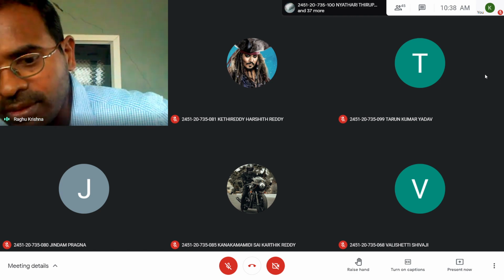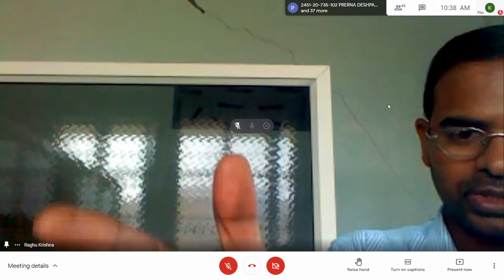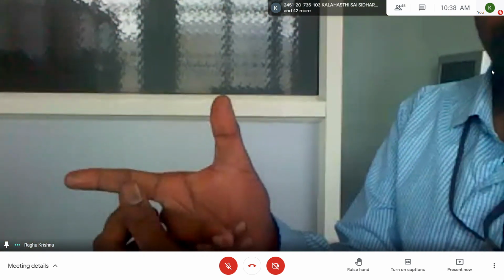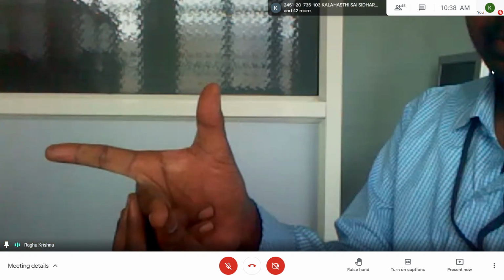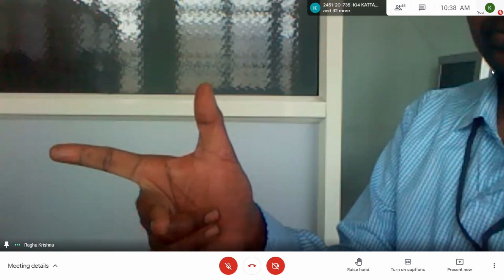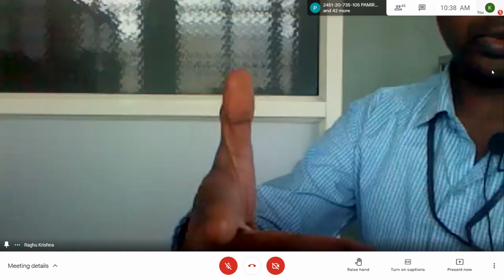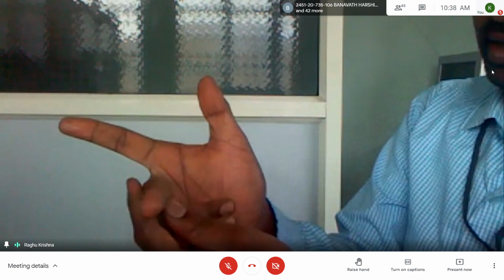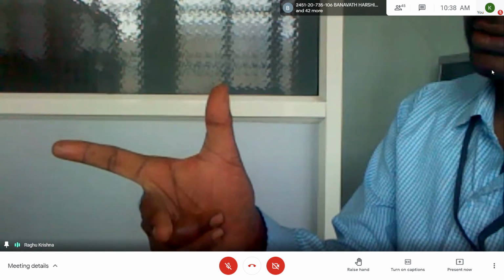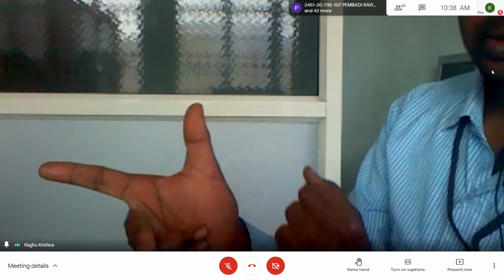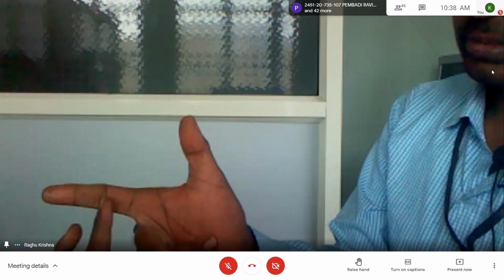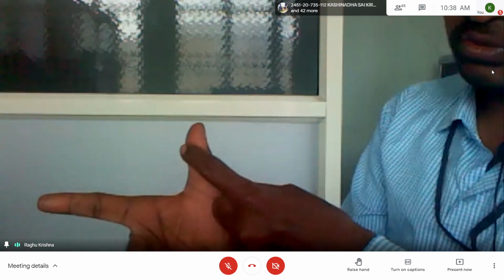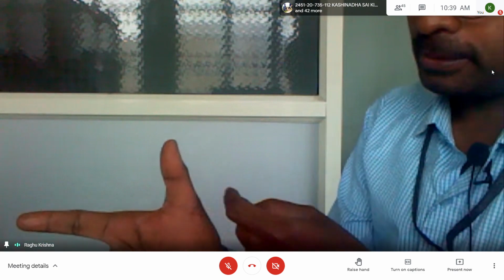See here, if you stretch the thumb, forefinger, middle finger perpendicular to each other, like this. The thumb indicates the direction of rotation, and forefinger is for field. Forefinger for field, thumb for rotation.